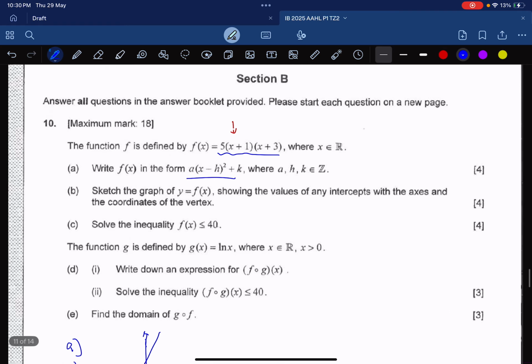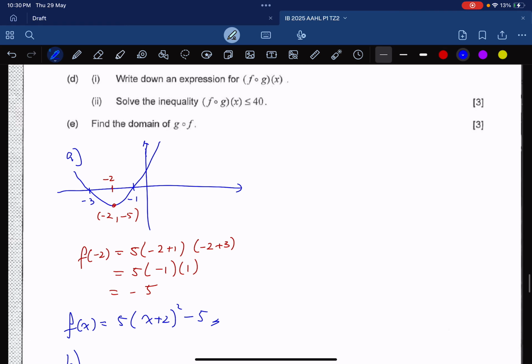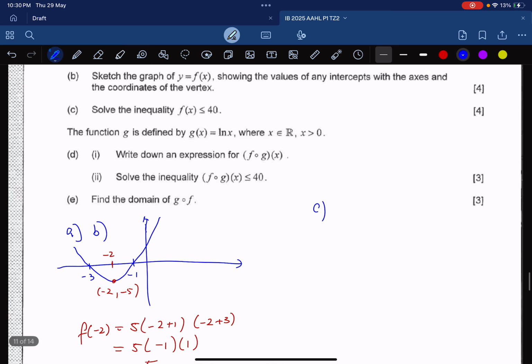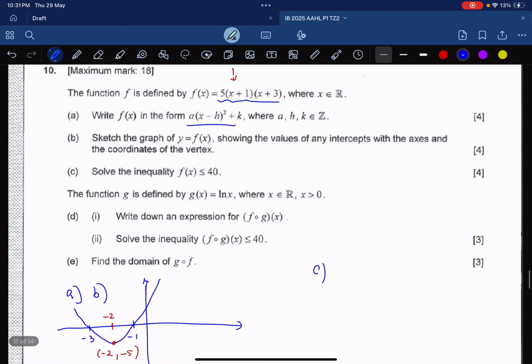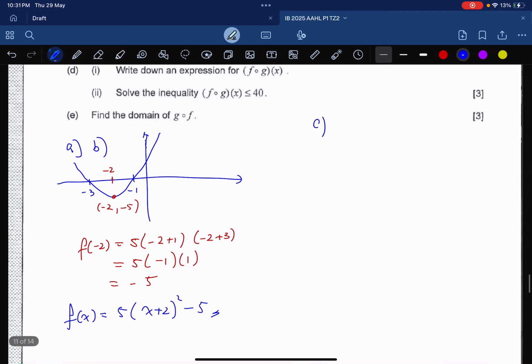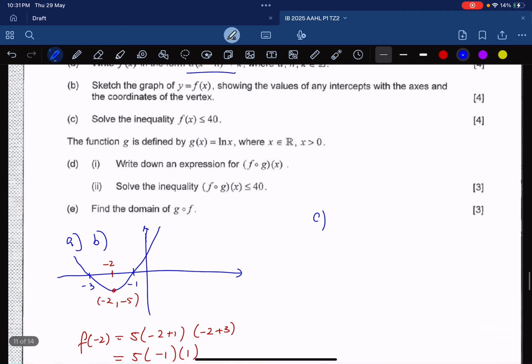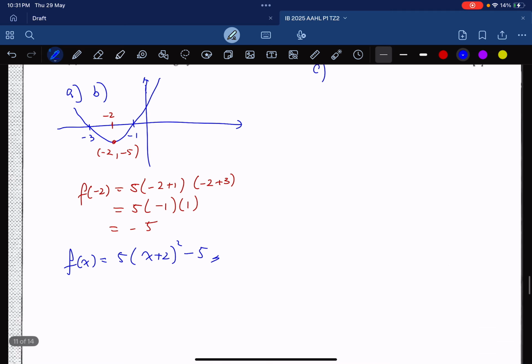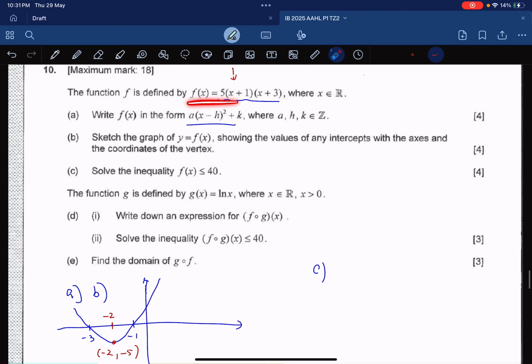Part B. Sketch the graph. I think we are pretty much done here, so this is the same as part B. Of course, in the exam, please also draw it separately. Part C, solve the inequality f(x) smaller than 40. I think there's a lot of ways to do it. Maybe we'll just equate this to 40, and this is 4 marks as well.